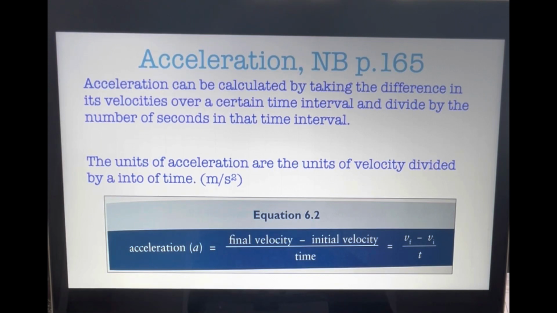Let's think about the units that go along with acceleration. The units of acceleration are the units of velocity, meters per second, kilometers per hour, miles per hour, divided by a time unit. For example, meters per second per second. Well, we could just say meters per second squared. What kind of units are these? Well, we could say it was meters per second, but there is a better way to express it.